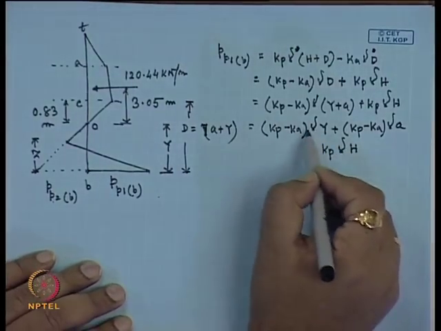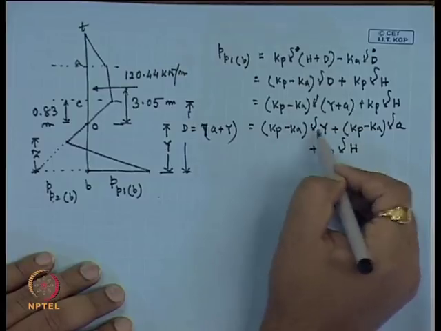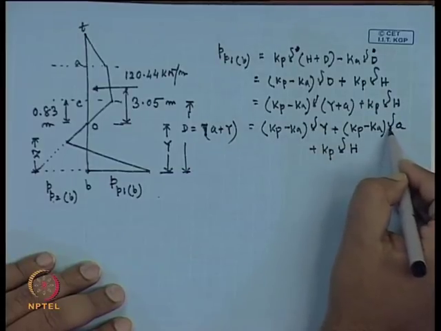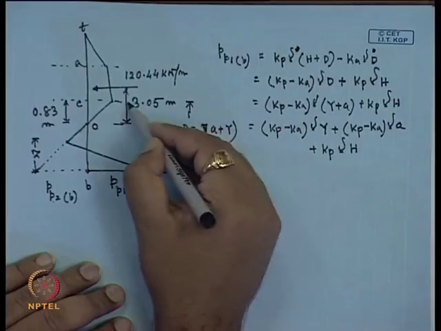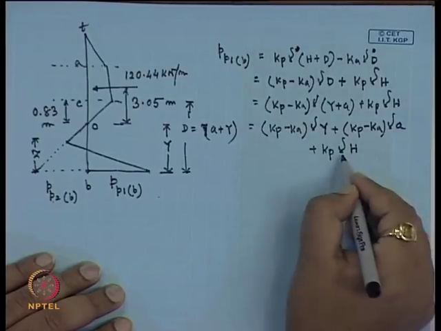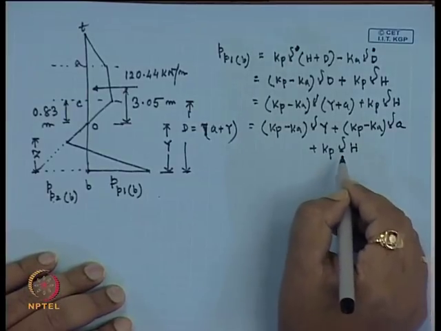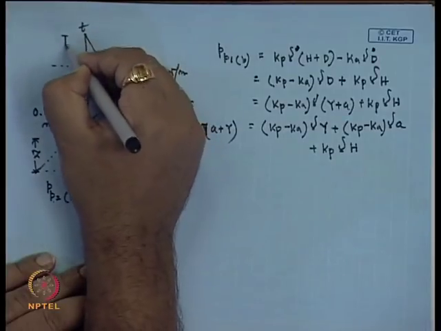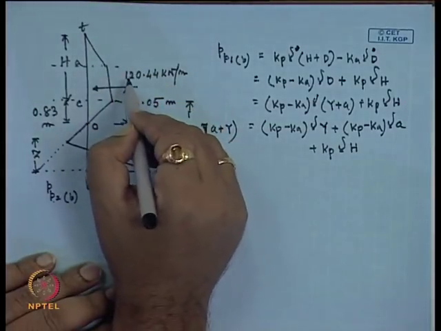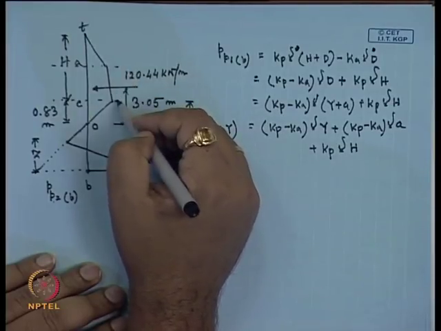So, here there are three parts and three gammas. Here gamma multiplies Y, and Y is below the dredge level, so gamma will be 9 kilonewton per meter cube. Here also gamma multiplies A, and A is also below the dredge level, where gamma is 9 kilonewton per meter cube. But here gamma is multiplied with H, and gamma is not the same throughout this height H, because in the top 4 meter gamma is 19 kilonewton per meter cube and the rest it is 9 kilonewton per meter cube.